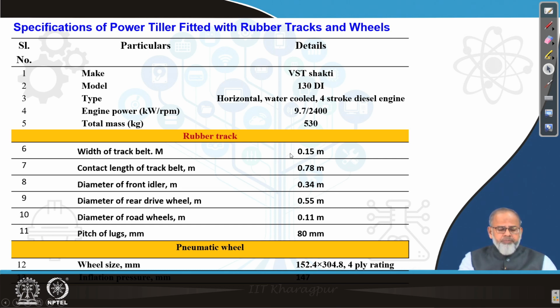Then the lugs present in the track are similar to the lugs present in the wheel, and the wheel size is 152.4 by 304.8, with a 4-ply rating, and the inflation pressure maintained is 147 kilopascal.